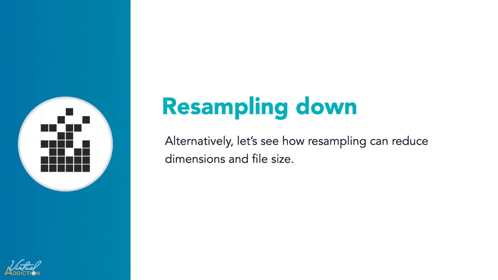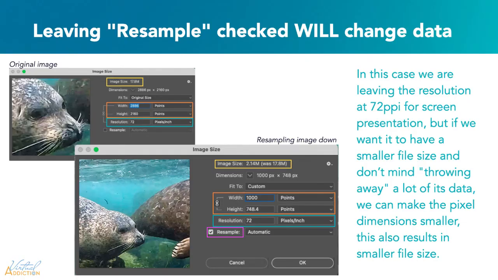Alternatively, we can downsample an image and reduce the dimensions and file size. This does not cause as many problems as upsampling. Once again, if we leave resample checked, when we make a change to the width and the height, the resolution will remain, and our file size is going to decrease and get smaller. What happens is we're throwing away a lot of the pixel data and making the dimensions smaller. Applications such as Photoshop are much more successful in downsampling images rather than upsampling images.